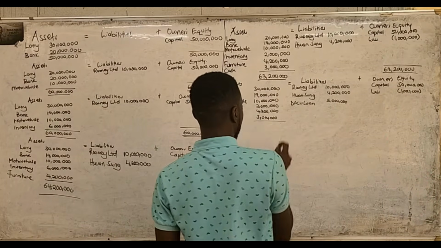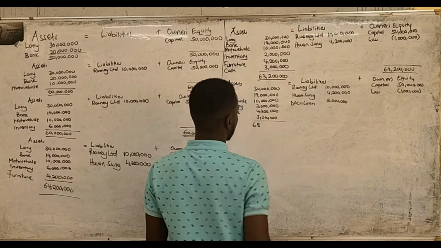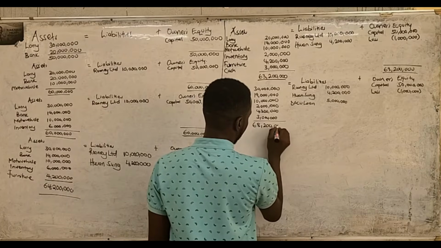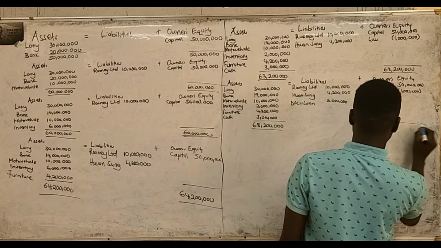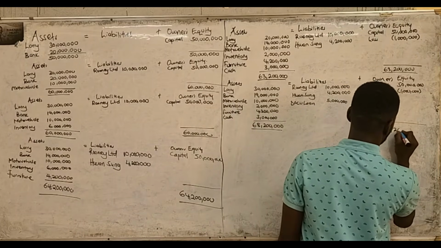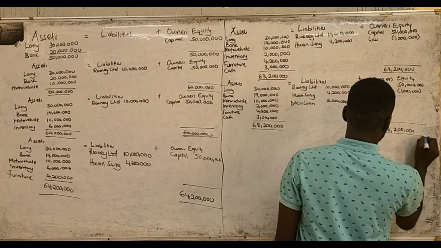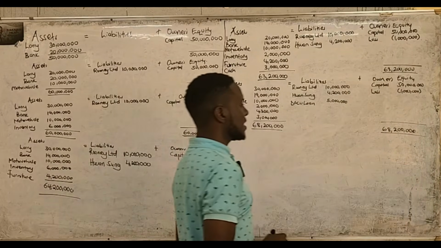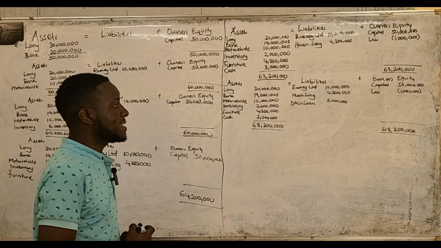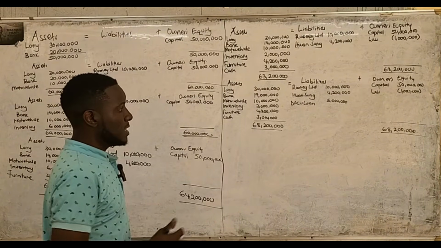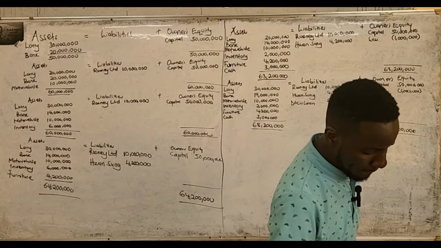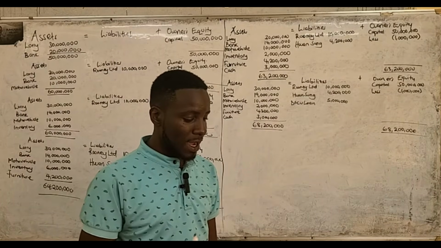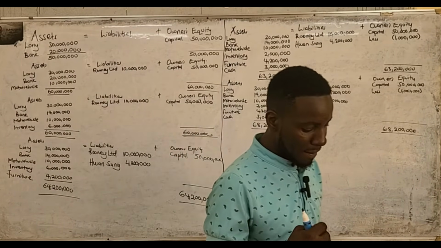So when we add up here, you're going to get 68,200. Like that. And this side shall have the same. I think you can see it is very, very easy. So let's go to the next transaction. The next transaction says paid Juan Sang 2,200,000 by cash.